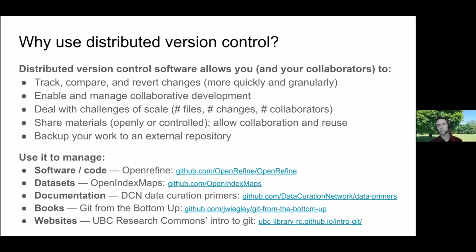Data sets, all sorts of data sets you can find that are version controlled and shared on GitHub. Documentation, so the data curation, network curation primers are a really good example of this documentation. Books, there's a whole book on Git from the bottom up that you can find hosted on GitHub. And then websites, pointing to the UBC Research Commons Intro to Git web pages. So you can actually host web pages there too, and I'll talk about that briefly in a few minutes.